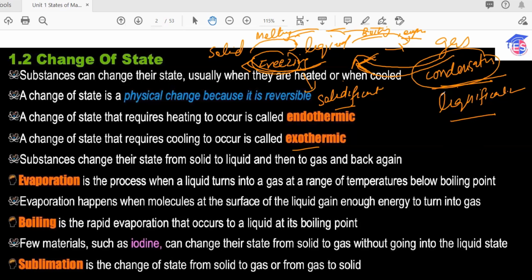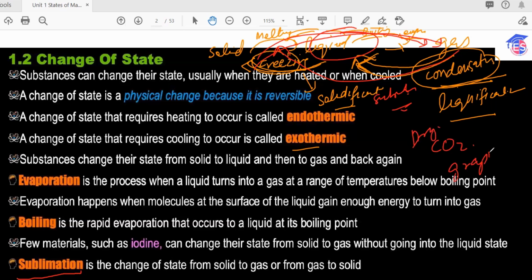But sometimes one thing converts directly from solid to gas without becoming liquid. That is known as sublimation. And gas to solid is also known as sublimation. Both are known as sublimation. An example is carbon dioxide, dry ice, or graphite. If you heat the graphite, from solid directly, it will convert into gas. This is known as sublimation.